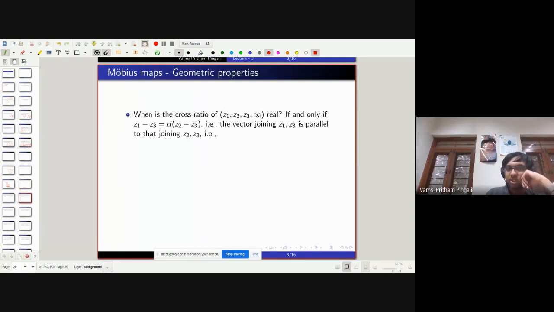In other words, Z1, Z2, and Z3 are collinear. So the cross ratio of these 4 points is real if and only if these 3 points, Z1, Z2, and Z3, lie on a straight line. Okay, so that's a very pleasant property, right? So you can directly know when 3 points are collinear by simply computing the cross ratio of these 4 points.